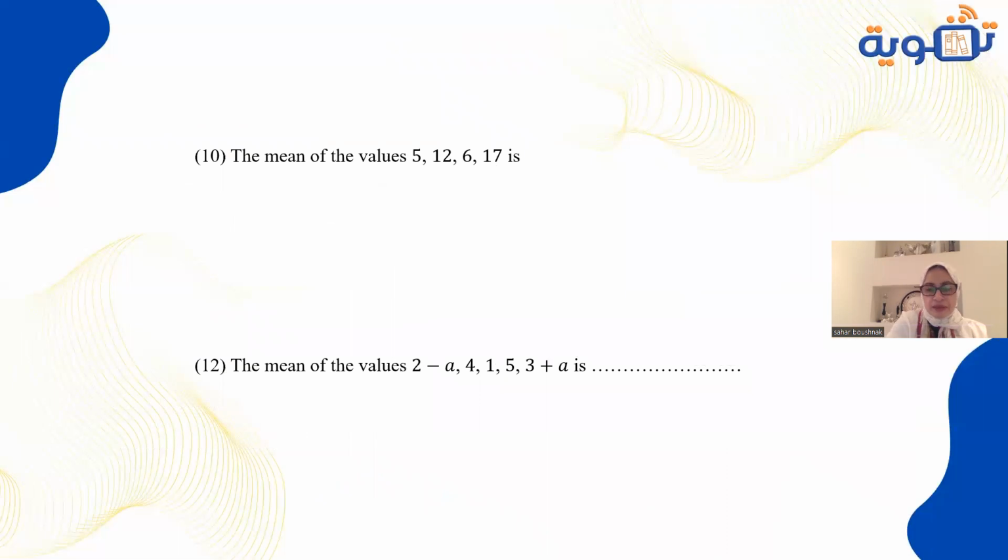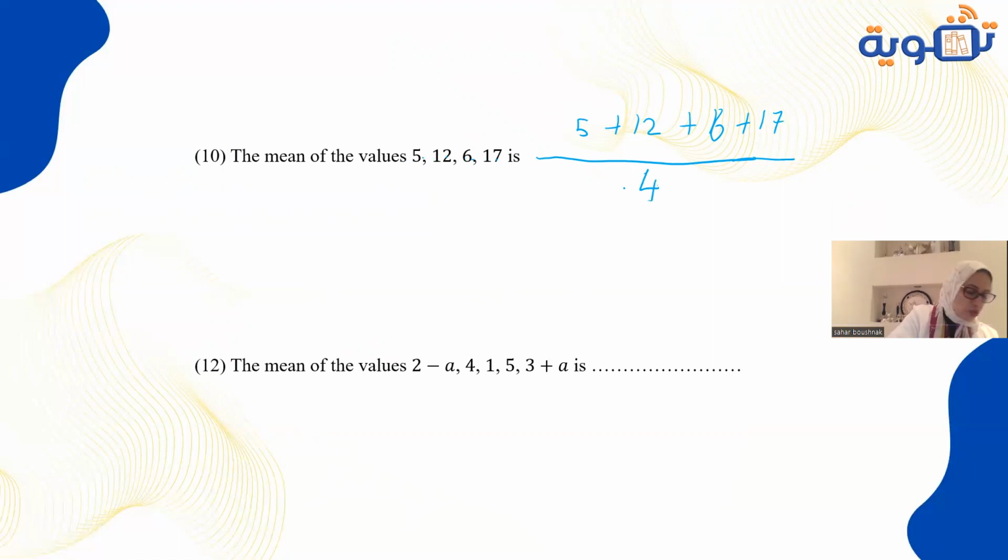What about the mean? The mean is the sum of all the values divided by their number. So to get the mean here, I must add 5 plus 12 plus 6 plus 17 divided by 1, 2, 3, 4. Then I will add all of them. So 5 plus 12 plus 6 plus 17, I will get 40 divided by 4, which is equal to 10.